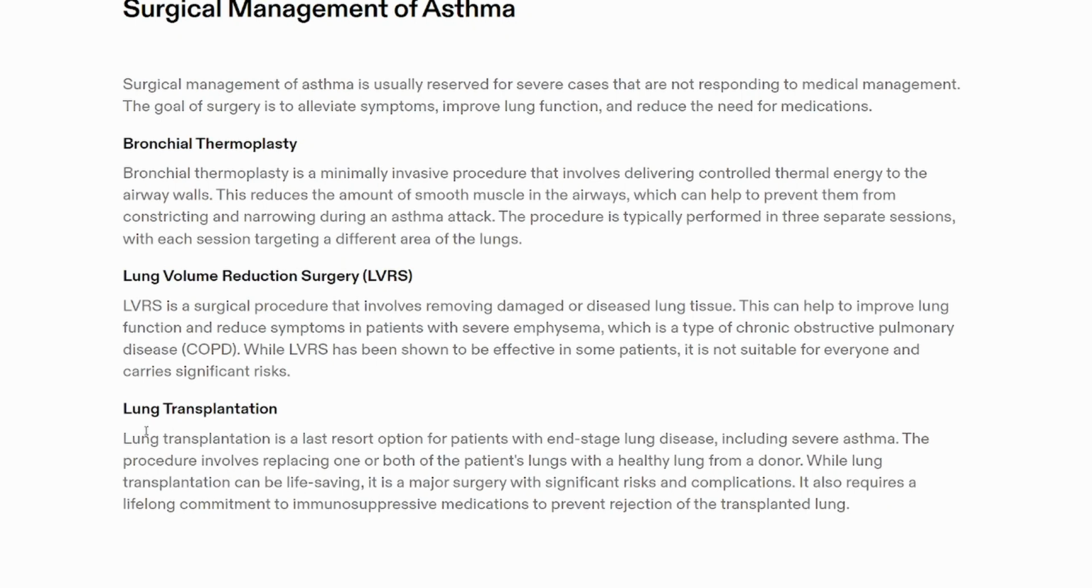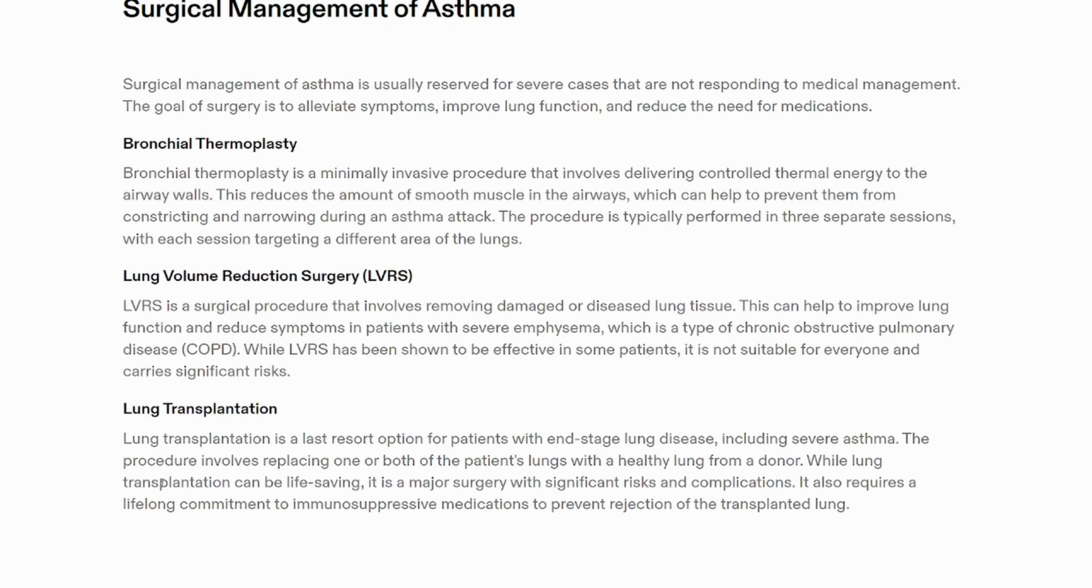And finally, if the bronchial thermoplasty and lung volume reduction surgery don't work, the client may undergo lung transplantation. It is the last option for patients with end-stage lung disease, in case of severe asthma. It involves replacing one or both of the lungs with a healthy lung from a donor. Lung transplantation can be life-saving, but it involves more risks and complications.